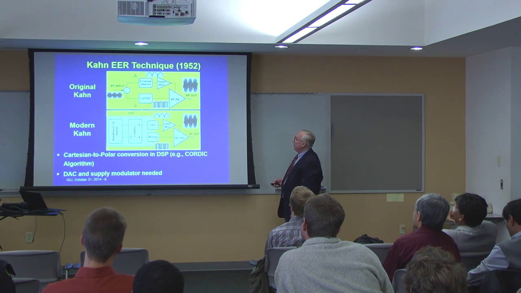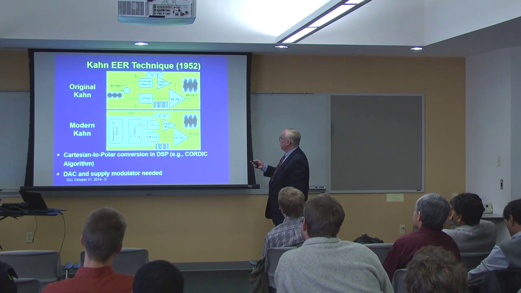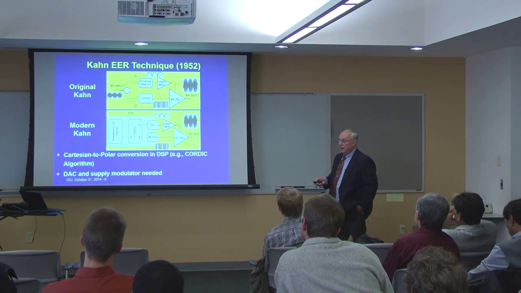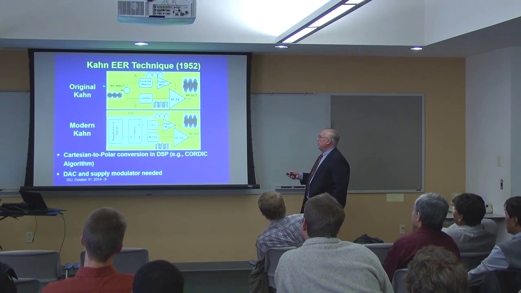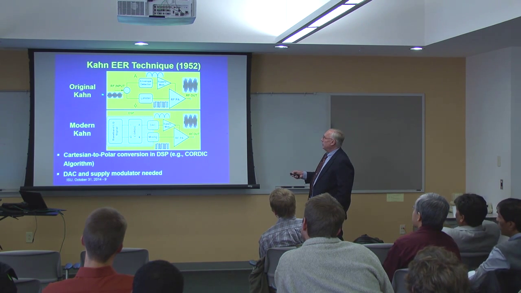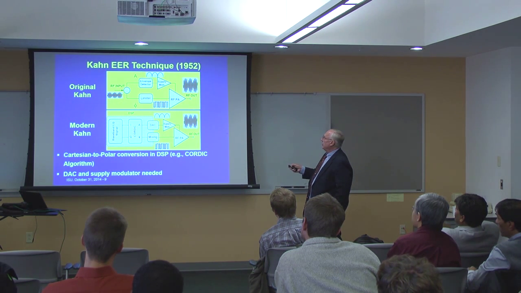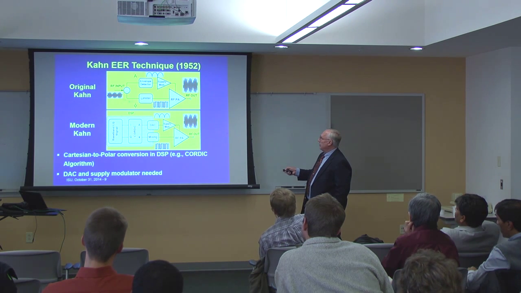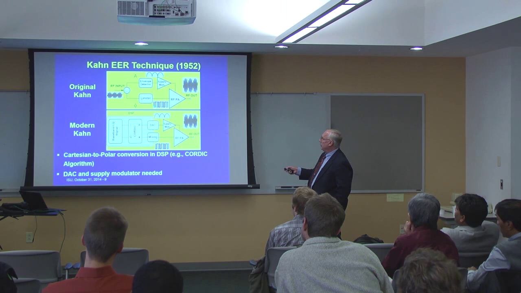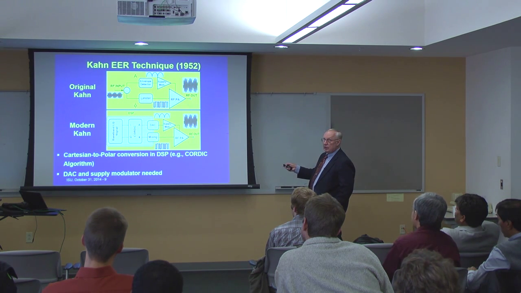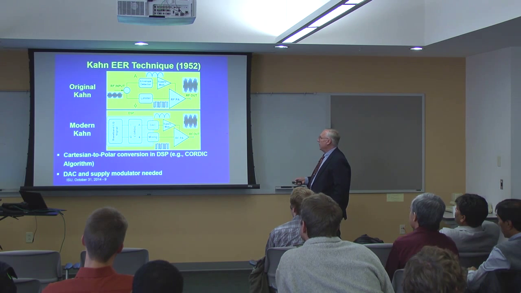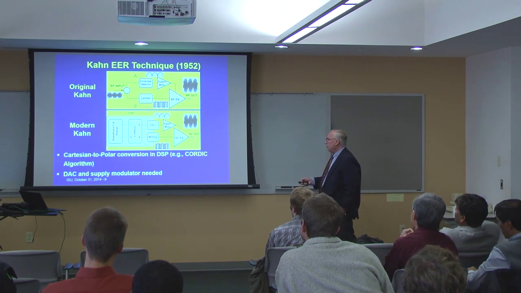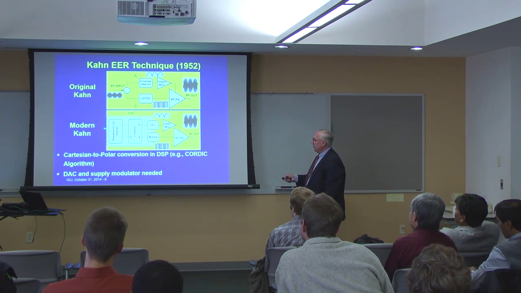Okay, a little bit about these EER techniques. The original one was done by Kahn in 1952. And basically this shows what his idea was. You take an RF signal with amplitude modulation here. You pick off the envelope, which is shown here, and you use that to adjust the supply voltage of your switching amplifier. And through the other path, you just convert the zero crossings here into a square wave and use that square wave to switch the RF class E PA, for example. So very simple architecture.